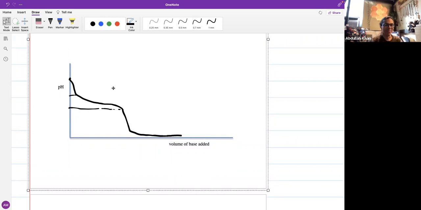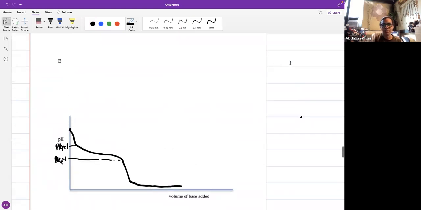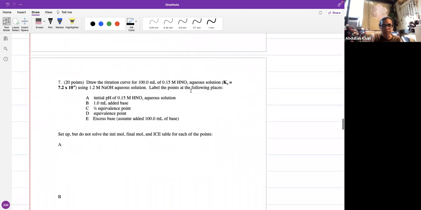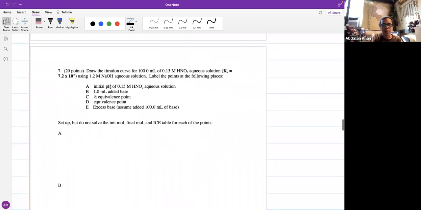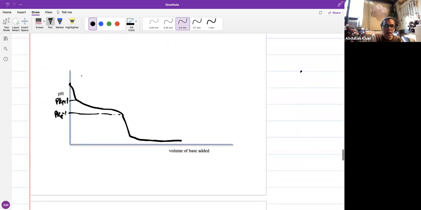Okay. Yeah, and so this is pKa +1 and pKa -1. The first thing they want us to do is mark the initial pH of 0.15 molar HNO2, which means they want the value here. This would be the initial pH of the HNO2 with no base added.